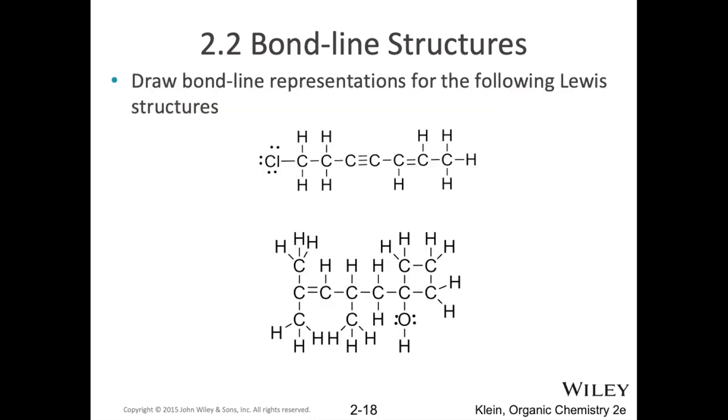All right, so here are a couple more examples of Lewis structures. Take a second and try drawing these out as bond line diagrams, as organic shorthand structures. I recommend looking for that carbon skeleton, that carbon backbone making up the molecule, and try drawing that first, and then think about what other pieces are attached to it. Pause the video here, take a stab at this, and then I'll talk about the answers in a second.